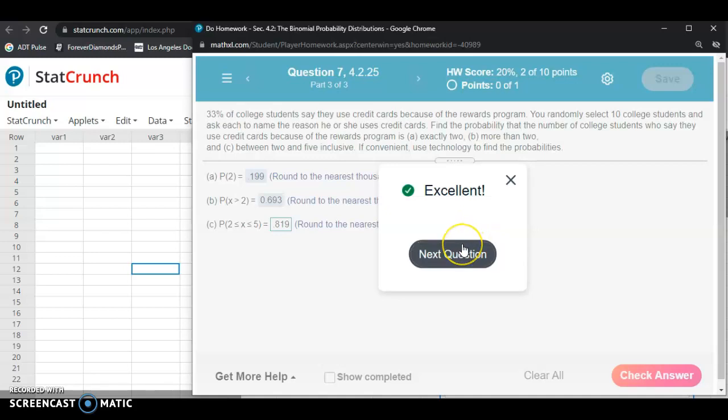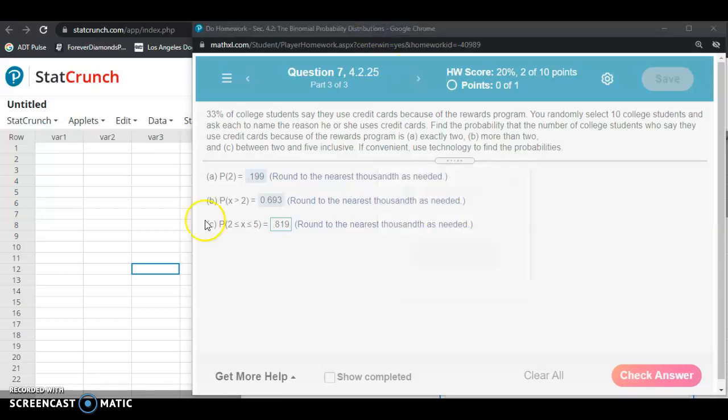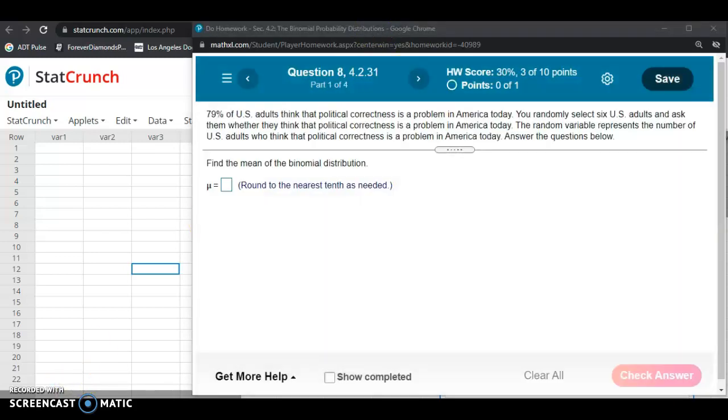Okay, so that completes question 7. Okay, so let's look at question 8. And question 8 says that 79% of U.S. adults think that political correctness is a problem in America today. You randomly select 6 U.S. adults and ask them whether they think political correctness is a problem in America. The random variable represents the number of U.S. adults who think that political correctness is a problem.